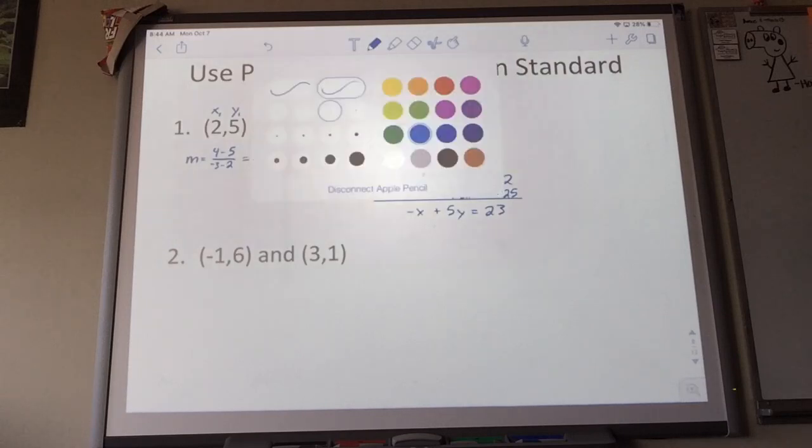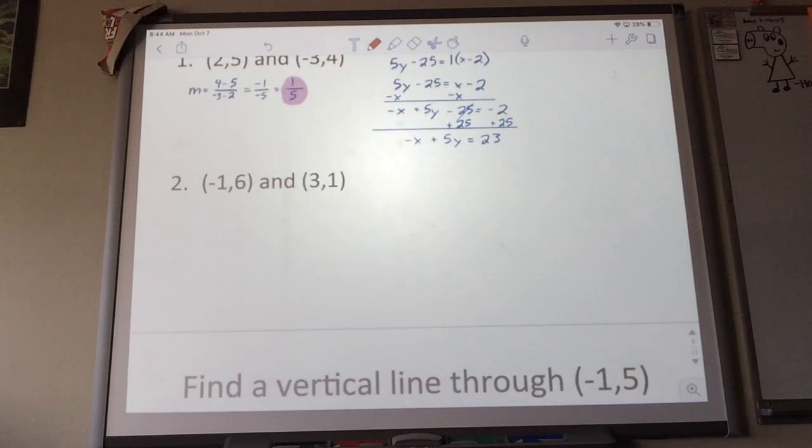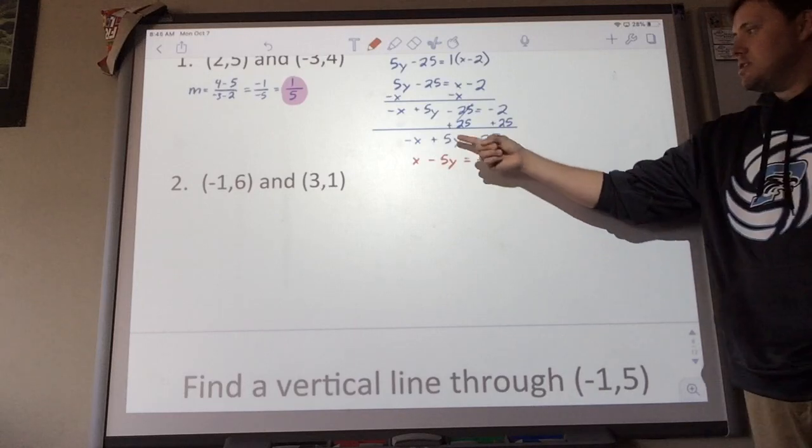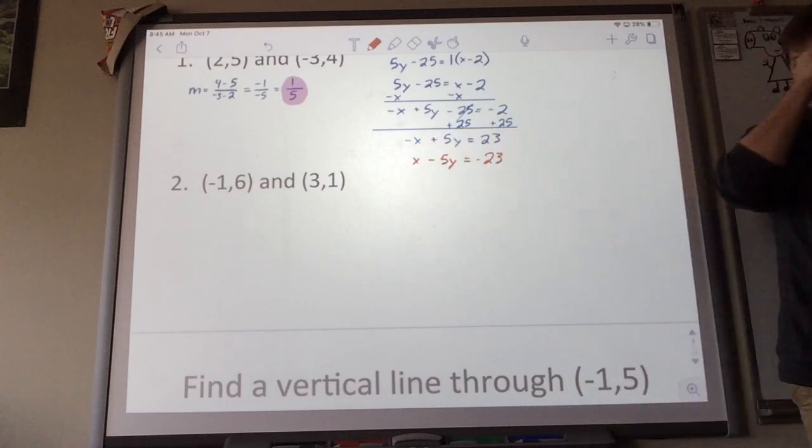So the answer that I would prefer, but again, if it's multiple choice, that's the correct answer, would be x minus 5y equals negative 23. So all I did is just change every symbol, and that is allowed. Okay? So this became a positive, this became a negative, this became a negative.